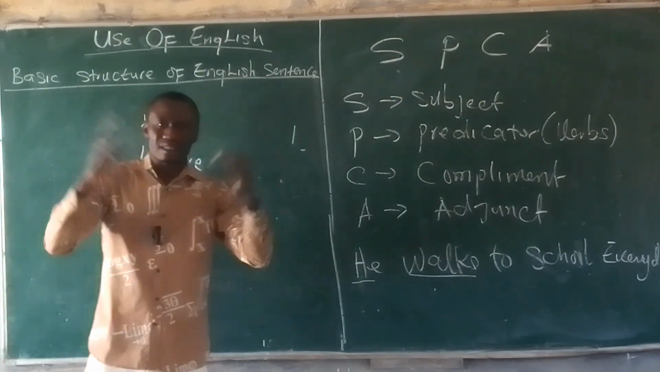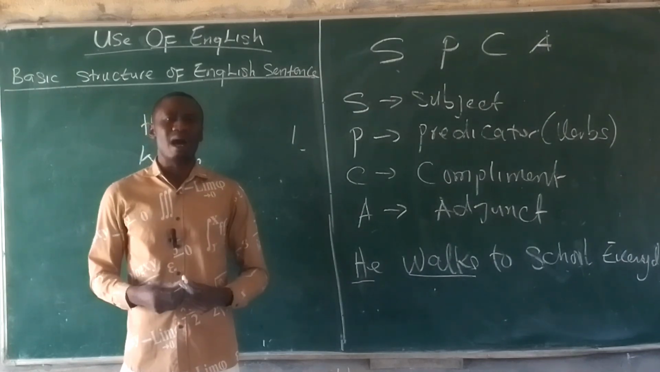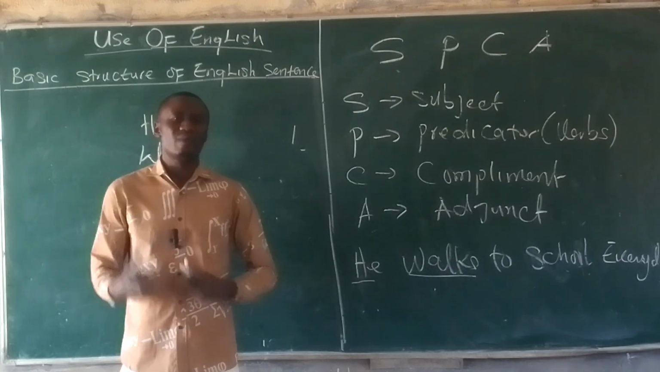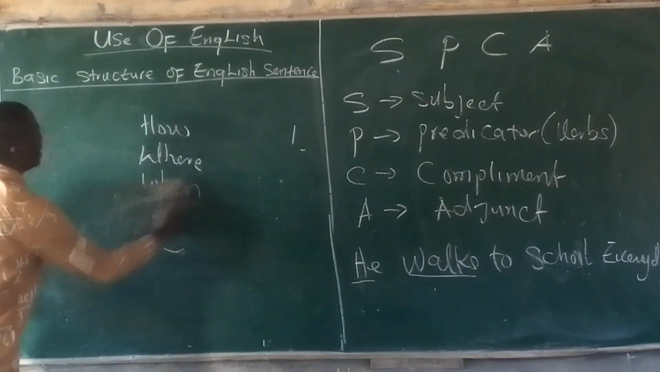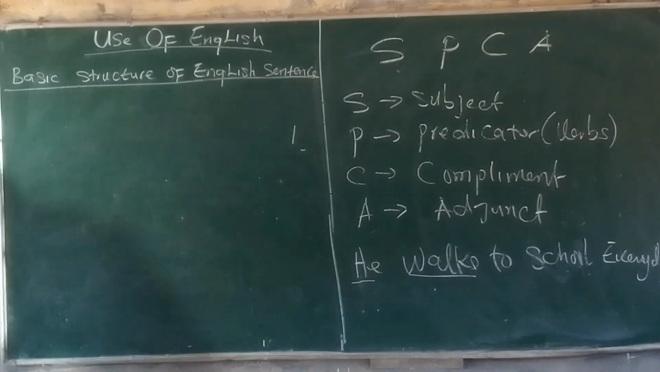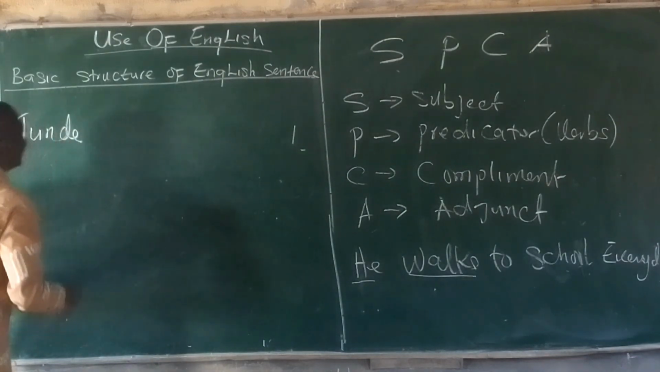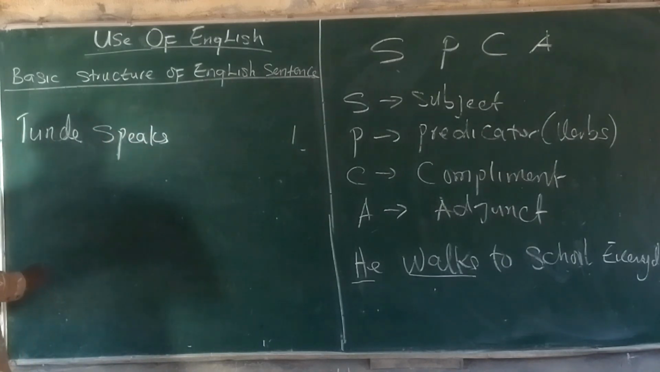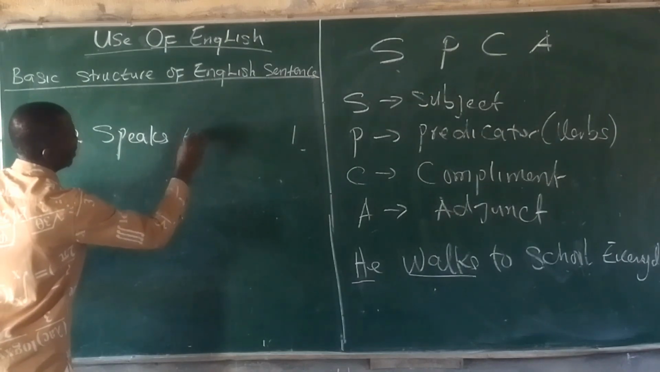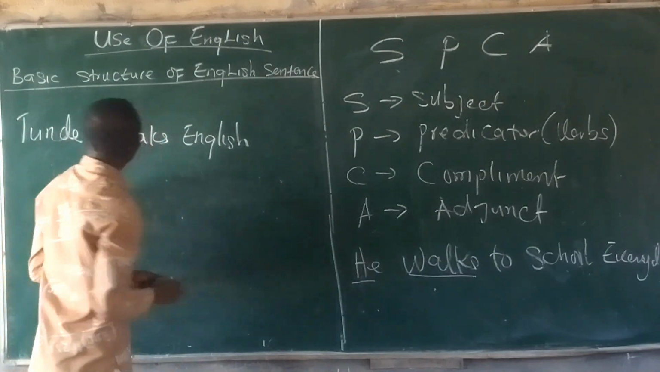Now, we're going to make a sentence and then we're going to find out the adverb of time, the adverb of manner, the adverb of frequency, the adverb of concession, the adverb of reason, and the other adverbs that are in that sentence. Let's make a sentence. I love using the name Tunde. Tunde speaks English. Okay?